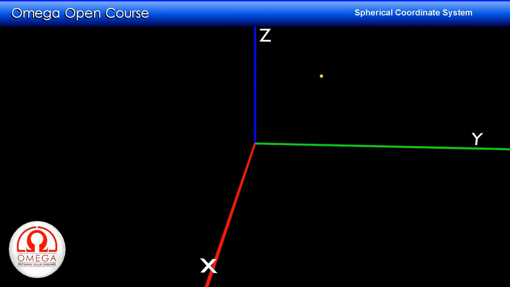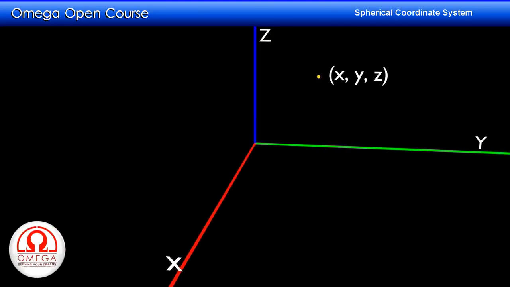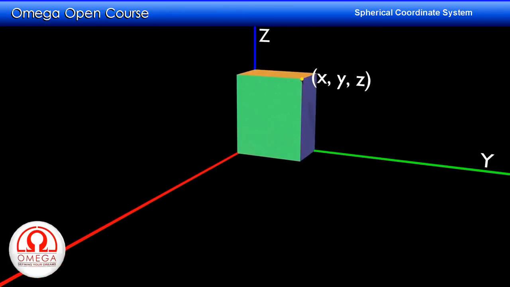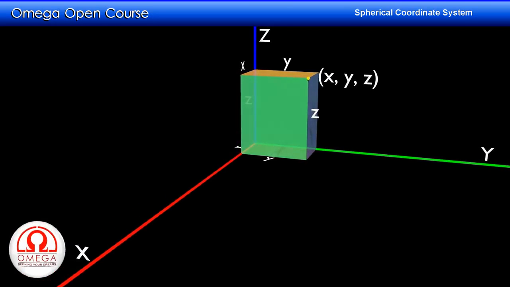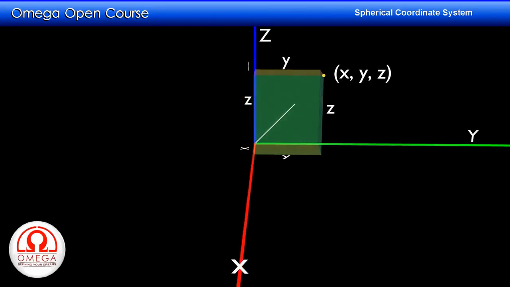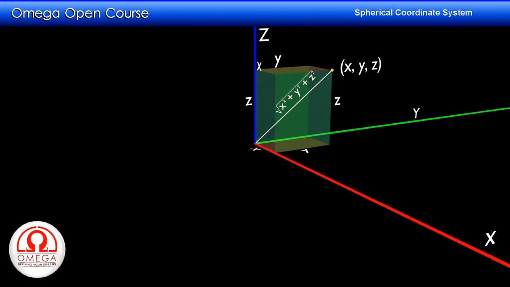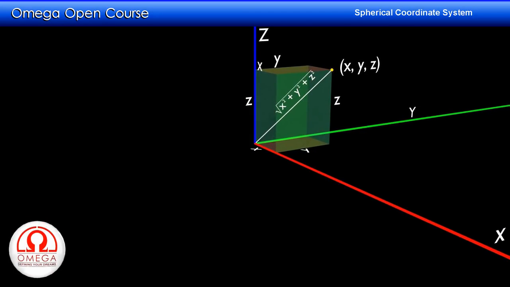Now let us convert Cartesian coordinates x, y, z into spherical coordinates. As you know, if you draw a cuboid with three of its edges along the axis and one vertex on the point, then the width of the cuboid is x, its length y and height z. The first of the spherical coordinates is the distance of the point from the origin, which is same as the length of the body diagonal of the cuboid. But the length of the body diagonal of the cuboid is root under x square plus y square plus z square. Thus the value of parameter r for the point is root under x square plus y square plus z square.